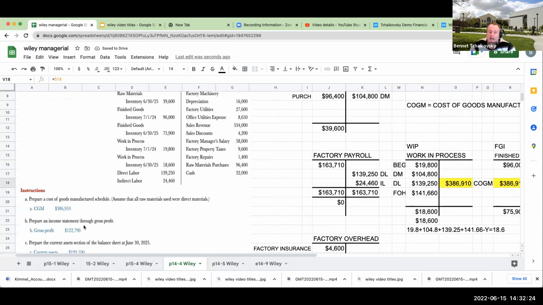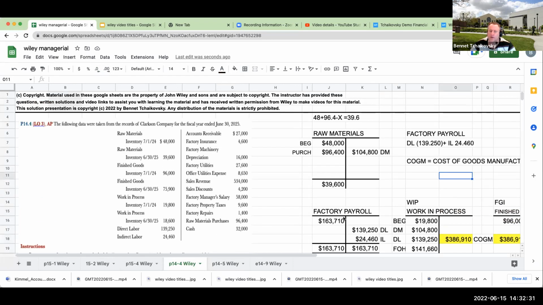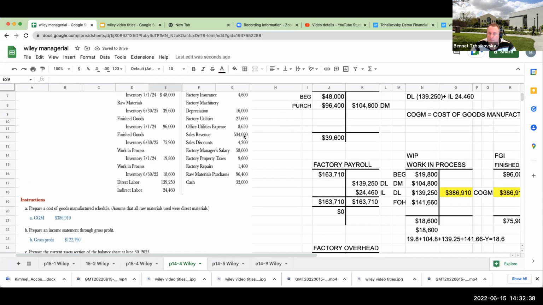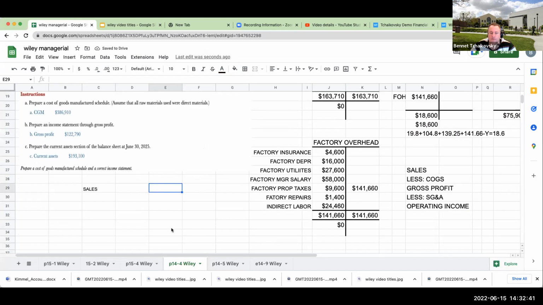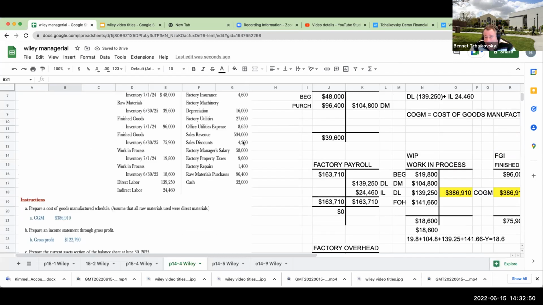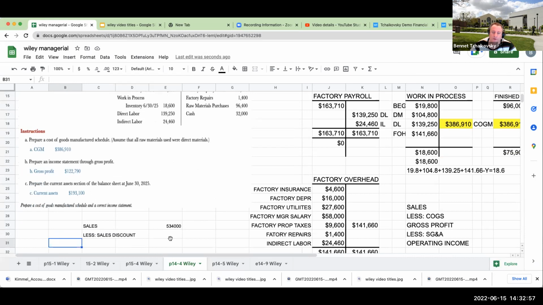Now, the next thing we're being asked for is how do we determine gross profit? Well, over here, gross profit starts with sales. Our sales amount was 534,000, less our sales discounts, right? And this again is a contra revenue account. We learned this in chapter 4, going back under the inventory section. So this is going to be 4,200.